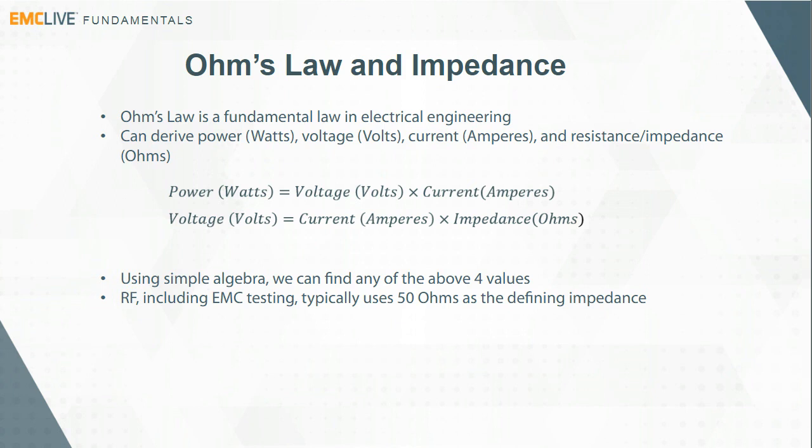And the reason for that is that our nominal impedance in EMC testing, in RF, is almost always 50 ohms. Since we know that we're always going to be working inside of a 50 ohm system, we only need to know algebra at that point, and from there we can get any of the above four values. If we know that the impedance is 50 ohms, we know how we can get our power, our voltage, and our current.